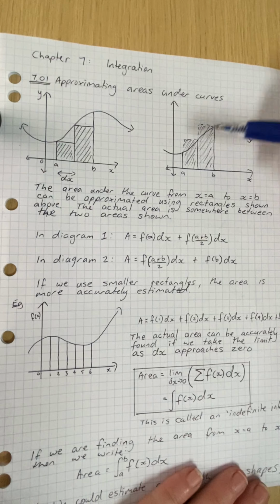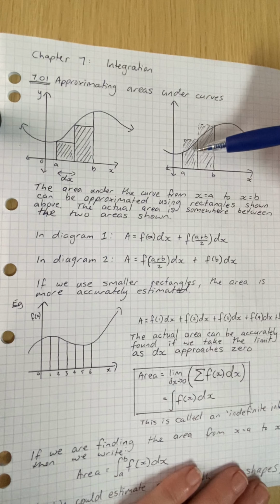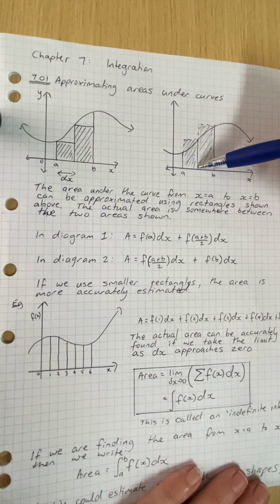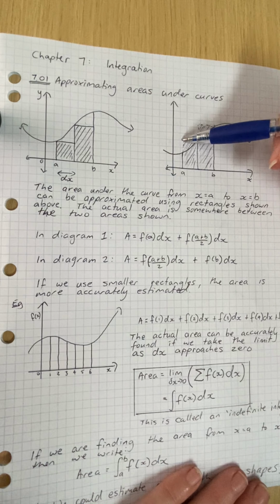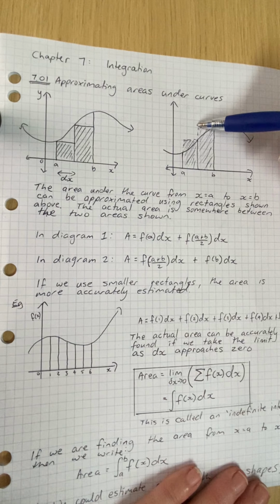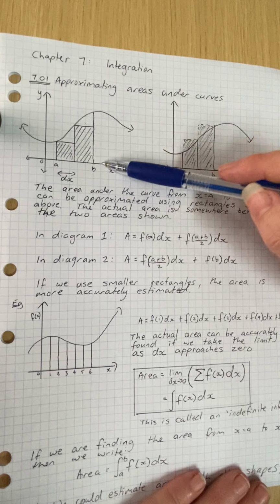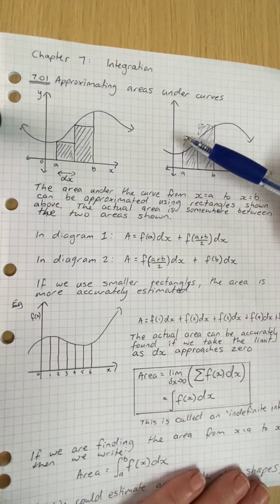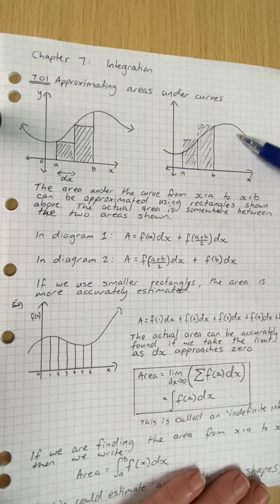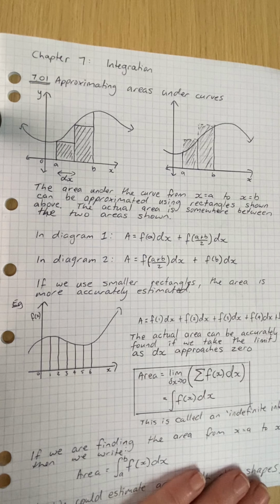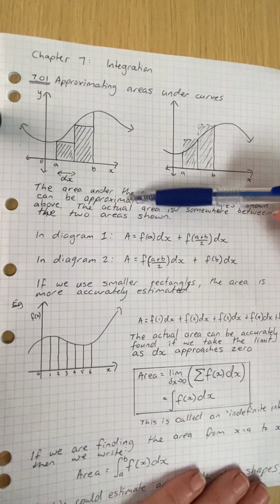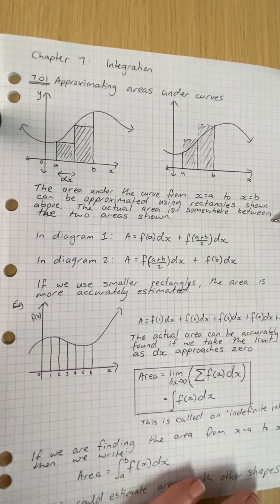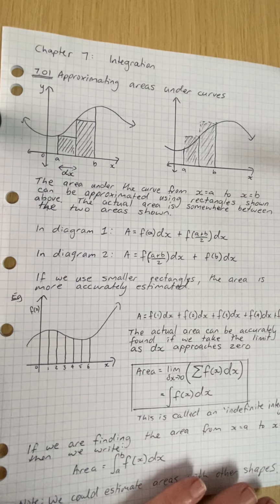Over here, I've drawn the rectangles above the curve. So I've gone up here and across, and up here and across. So I could use the rectangles in this diagram, or I could use the rectangles in this diagram to estimate the area of the curve. And as we can see, the actual area would be somewhere in between the two. I've written some notes on that there if you would like to put that into your books.